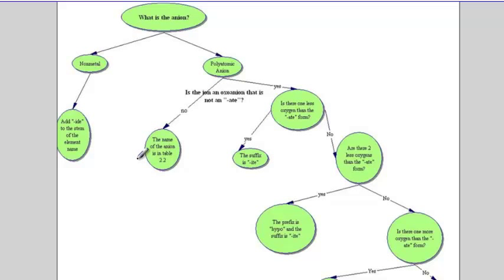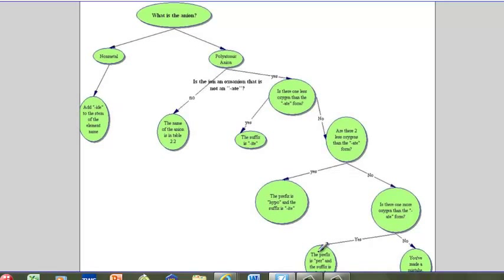If it doesn't happen to be in the table, you could say, well, let me find the ATE. If it's one less oxygen than the ATE, it's an ITE. If there's two less oxygens than the ATE, it's a hypo-ITE. If there's one more oxygen than the ATE, it's a per-ATE. That's all there is. And when you're writing formulas, just remember, everything has to be neutral. All the positives and all the negatives have to cancel each other out, and the formula of a polyatomic ion cannot change.